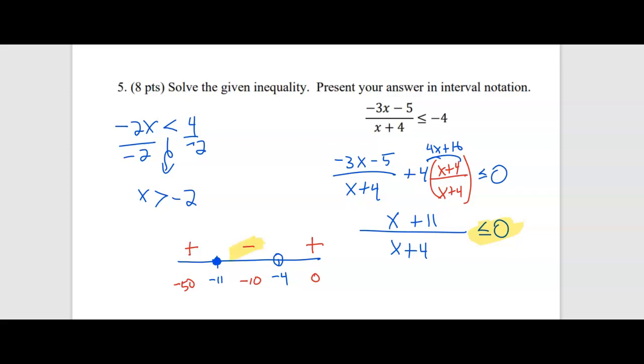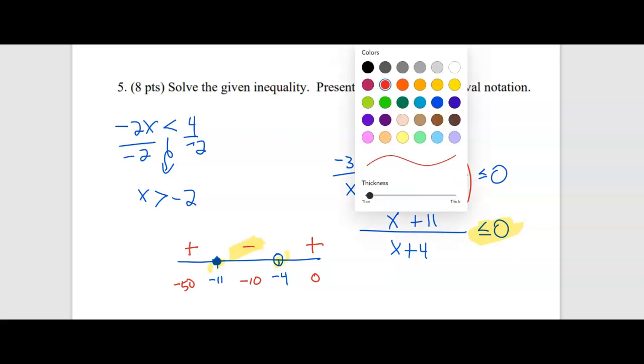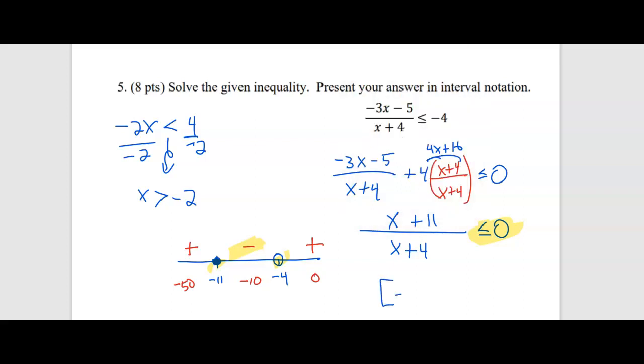Those are the negatives. Combining the endpoints as they are, we can now draw our solution in interval notation. It is from negative 11 to negative 4, hard bracket at negative 11, soft bracket at negative 4.